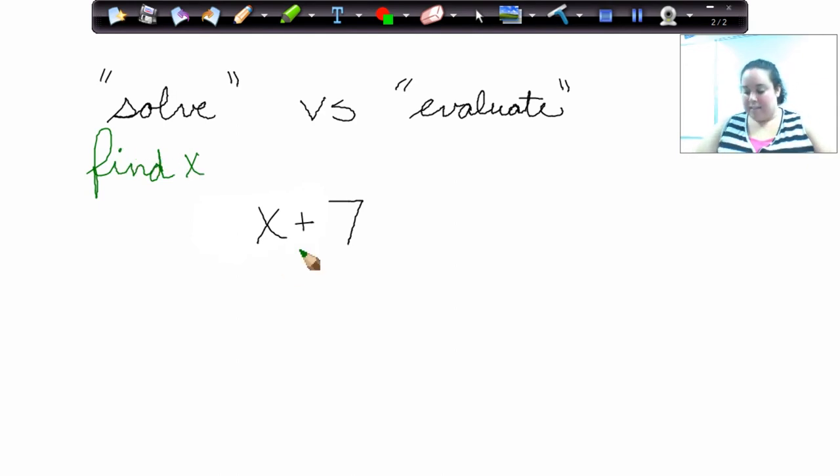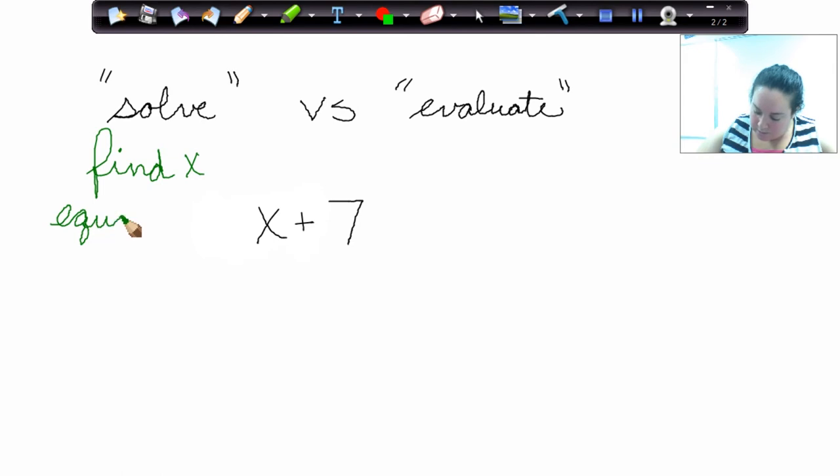Can we figure out what x is based on this? x plus 7. What's x? We have no idea. So we can't solve an expression. Solve is only for equations.